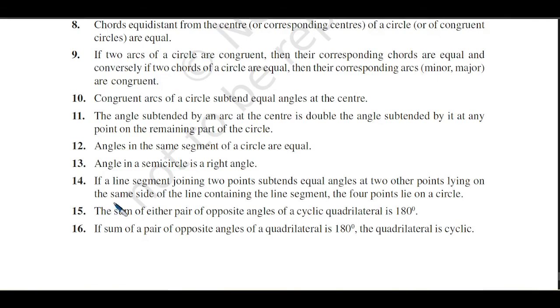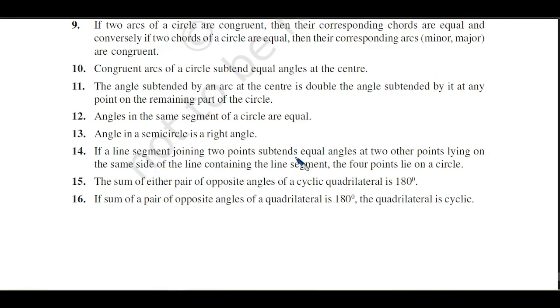We have seen this. If a line segment joining two points subtends equal angles at two other points lying on the same side of the line containing the line segment, the 4 points lie on the circle. This we have proved. You take a line segment AB, and there are other points, say C and D. They will subtend the same angle, so all the 4 points will lie on the circle.